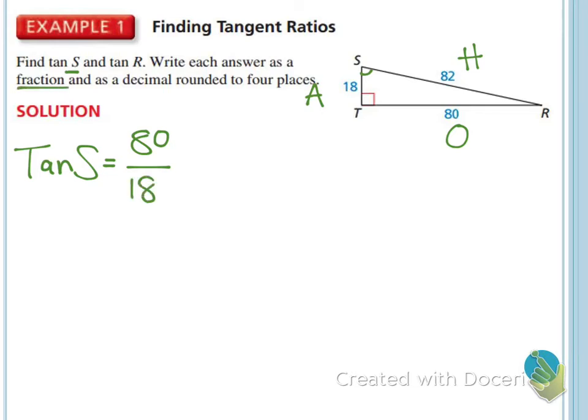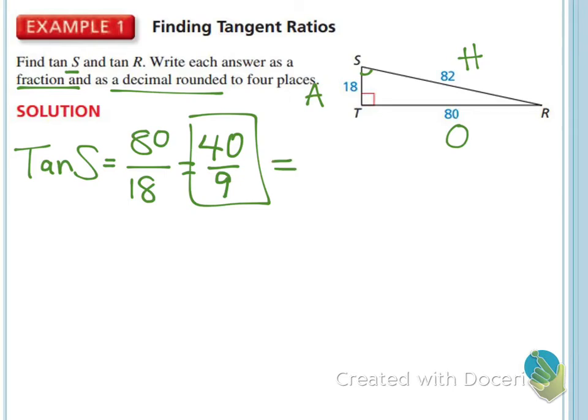It says write each answer as a fraction and then as a decimal. So we do want to reduce this. What are 80 and 18 both divisible by? Just 2. So 40 over 9. It's okay. All right, and then it does say a decimal rounded to 4 decimal places. It is a beautiful number. If you have this in your scientific calculator, you hit S to D. It's above one of the yellow buttons, I think.